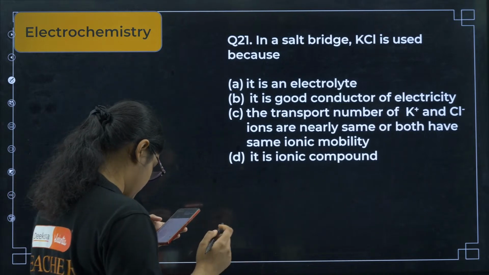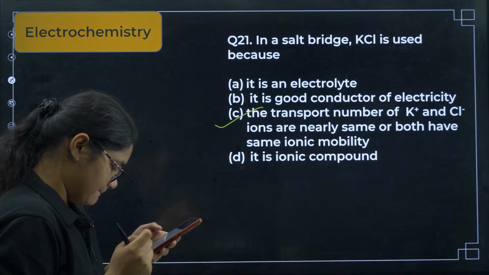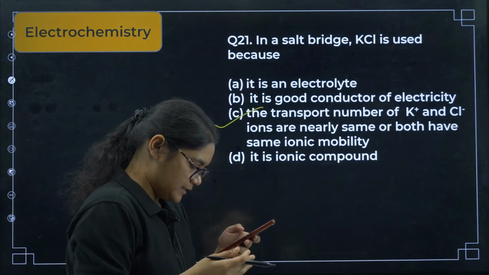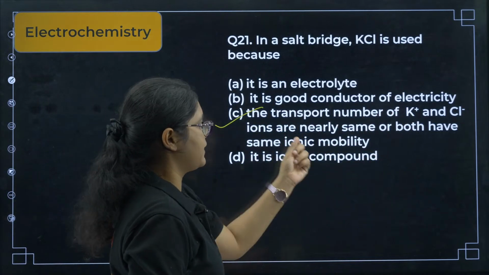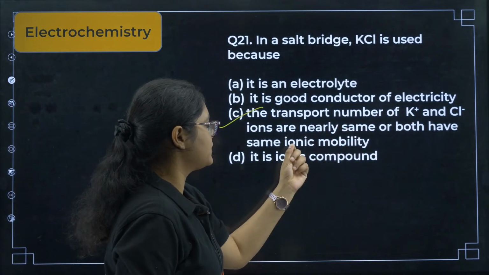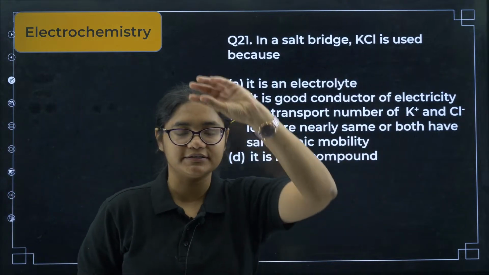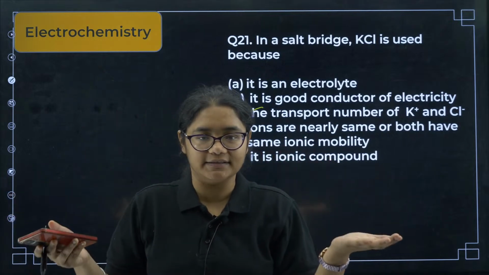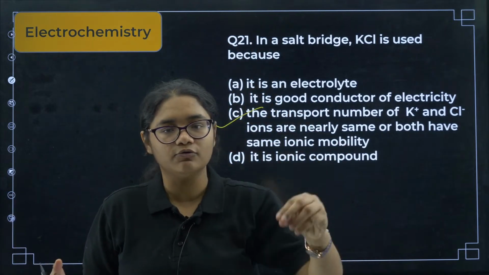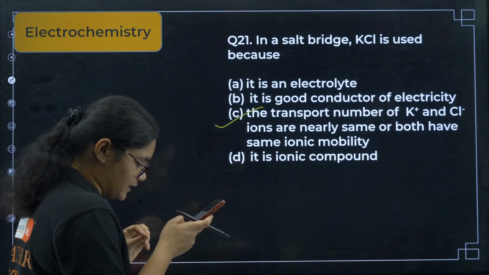C. Yes, all of you are correct here. C is the correct answer. The transport numbers of K plus and Cl minus are nearly the same, or both have the same ionic mobility. So the work of the ions in the salt bridge is to neutralize the ions in both the containers. So to neutralize, they should move at the same speed. So their mobility should be same. So C is the correct answer.